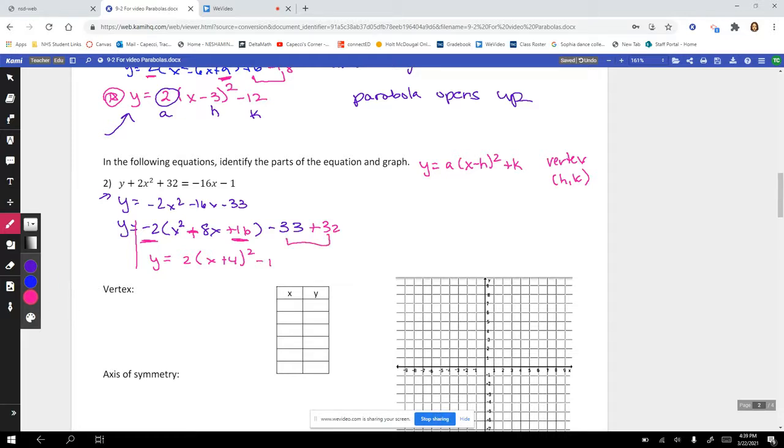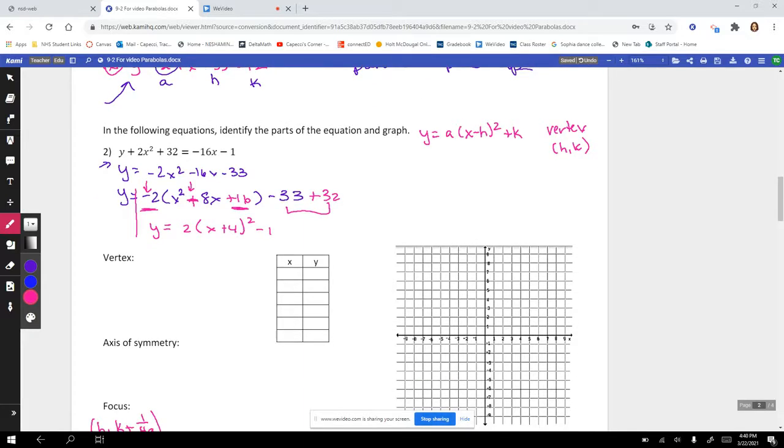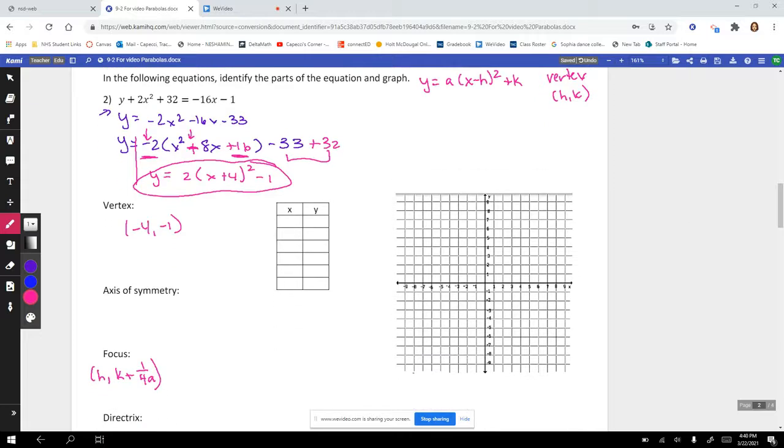So again, let's just back up, make sure we're okay. I factored out a negative 2, so that should be a positive 8x there. Okay, so that's my equation. This is my equation I'm working with right now. So my vertex is going to be negative 4, negative 1. My axis of symmetry is going to be x is equal to negative 4.